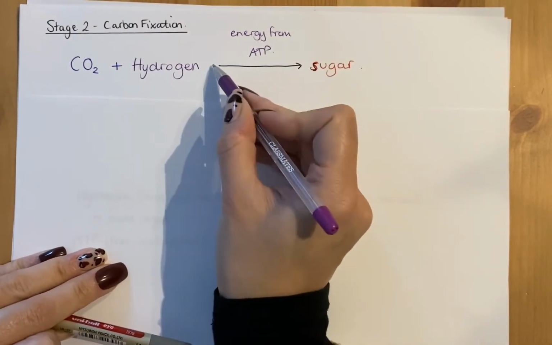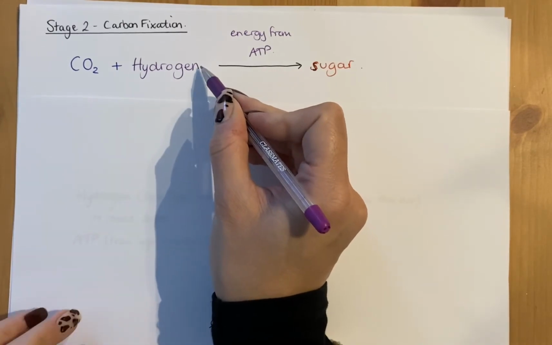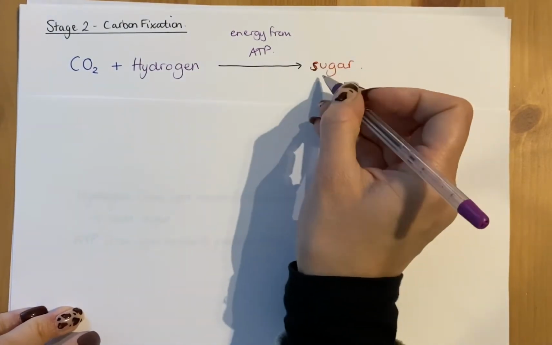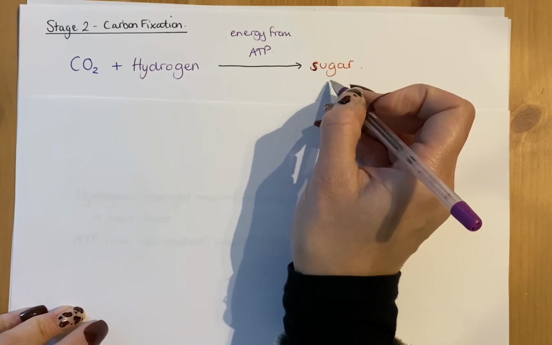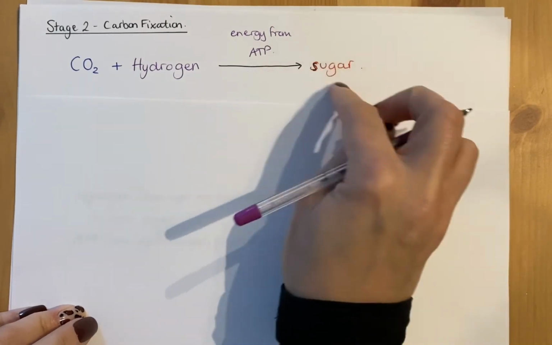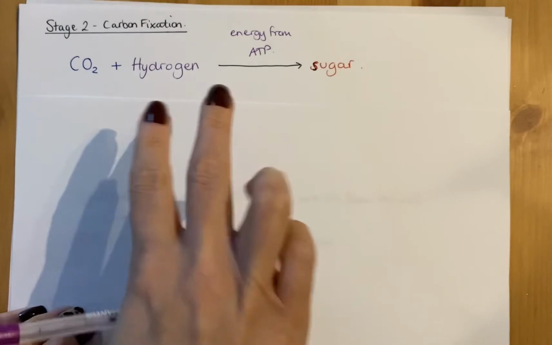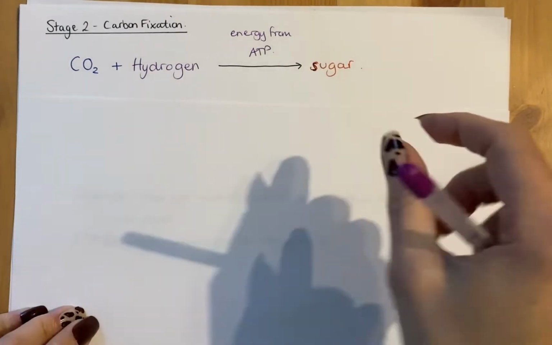Okay, so ATP isn't actually a substance that is directly involved in making sugar. It's not part of sugar. But the energy from ATP is used to create sugar, by combining CO2 and hydrogen.